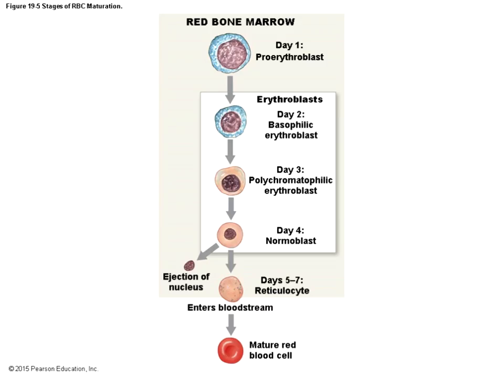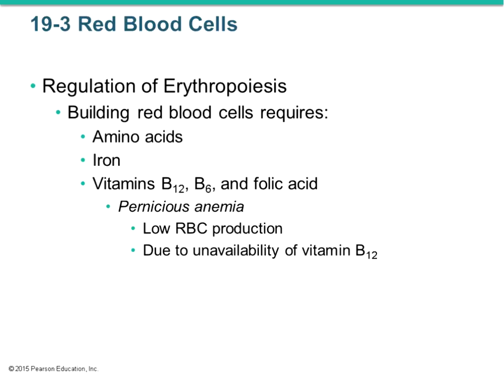So here you can see that same process in an illustration. It takes about a week or so, maybe 7 to 10 days, to manufacture these red blood cells. You can see the proerythroblast here, then the erythroblast, the normoblast, and at this point you're seeing the ejection of the nucleus. Remember we said that these red blood cells do not have nuclei. And then it enters the bloodstream as a mature red blood cell.